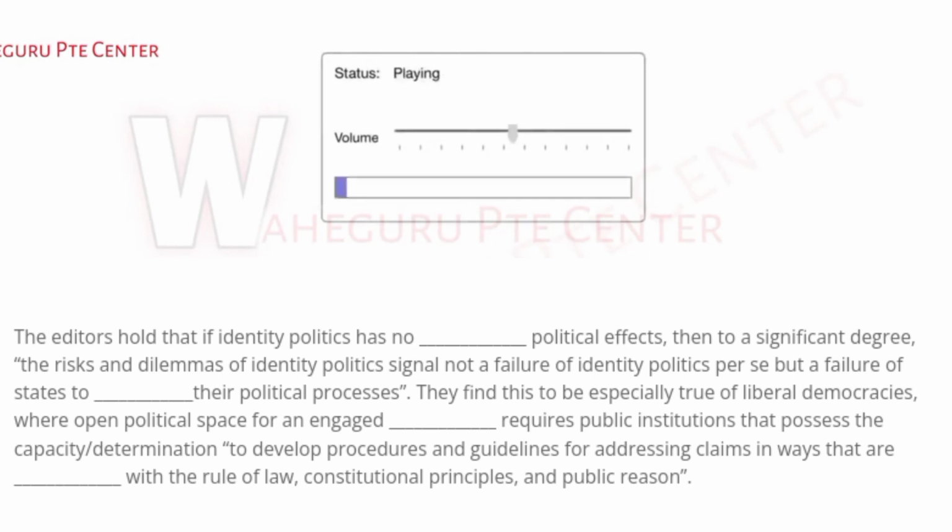The editors hold that if identity politics has no preordained political effects, then to a significant degree, the risks and dilemmas of identity politics signal not a failure of identity politics per se but a failure of states to democratize their political processes. They find this to be especially true of liberal democracies, where open political space for an engaged citizenry requires public institutions that possess the capacity and determination to develop procedures and guidelines for addressing claims in ways that are compatible with the rule of law, constitutional principles, and public reason.